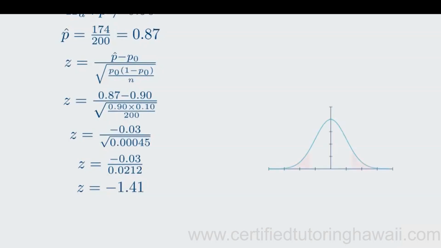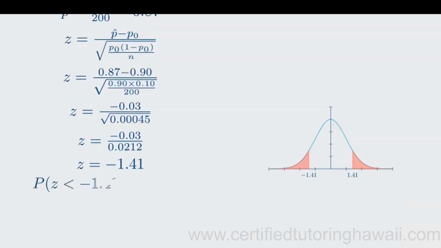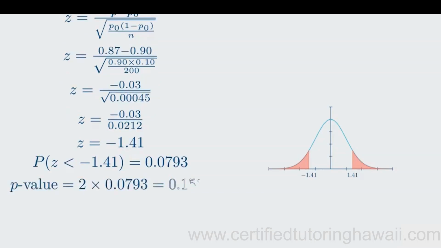Because this is a two-sided test, the p-value is the area in both tails. We find the probability of being more than 1.41 standard deviations away from the mean in either direction. The probability of z being less than negative 1.41 is 0.0793. So the total p-value is 2 times 0.0793, which equals 0.1586.